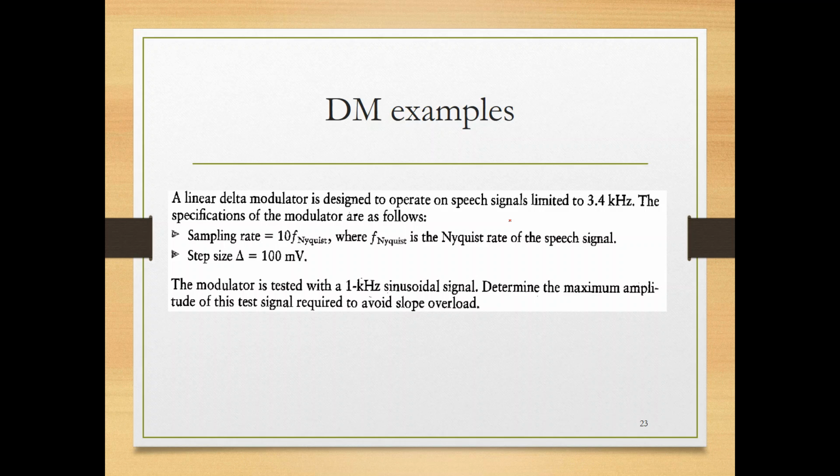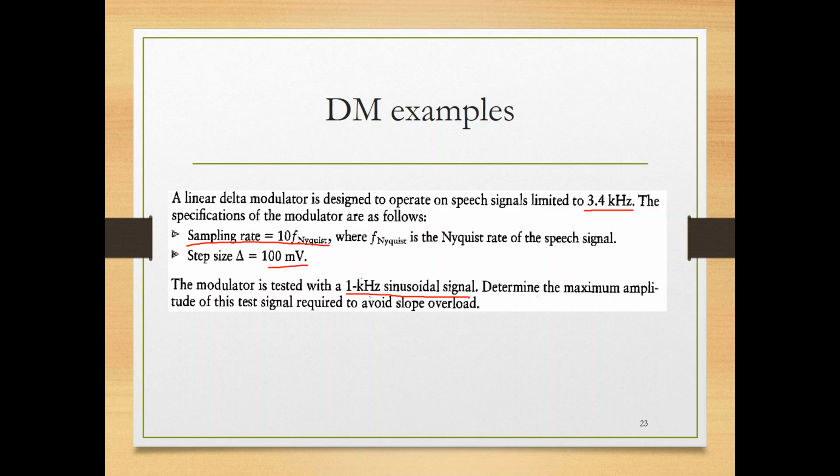The example says that assume we have a linear delta modulator which is designed to operate on speech signals limited to, this is the demodulator, the speech signal has frequency 3.4 kilohertz. The specifications of the modulator are as follows. Sampling rate is equal to 10 F Nyquist, where F Nyquist is the Nyquist rate of the speech. Step size is this value. Now I'm giving you a specific value. The modulator is tested with a 1 kilohertz sinusoidal signal. Yes?